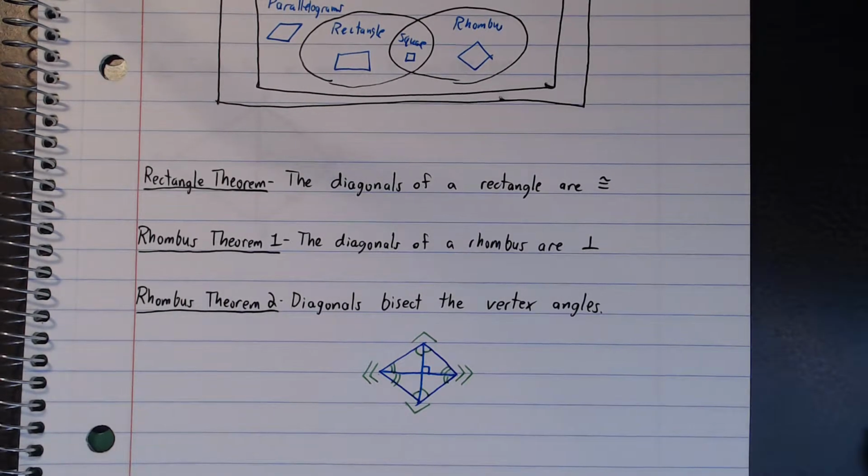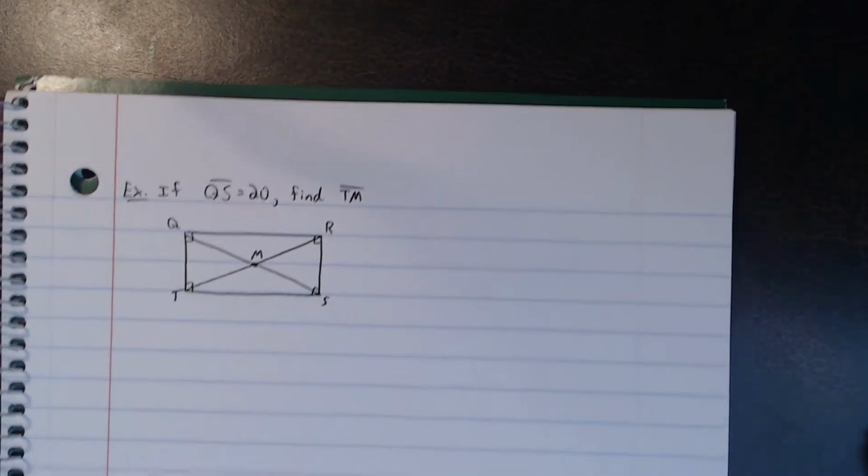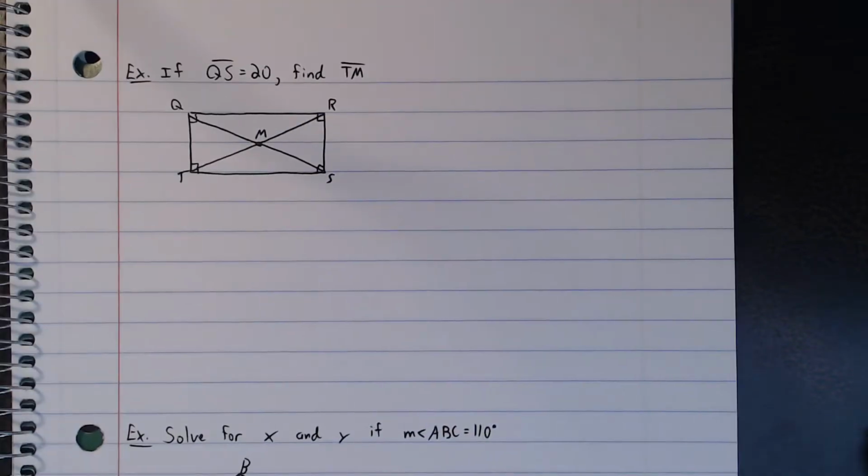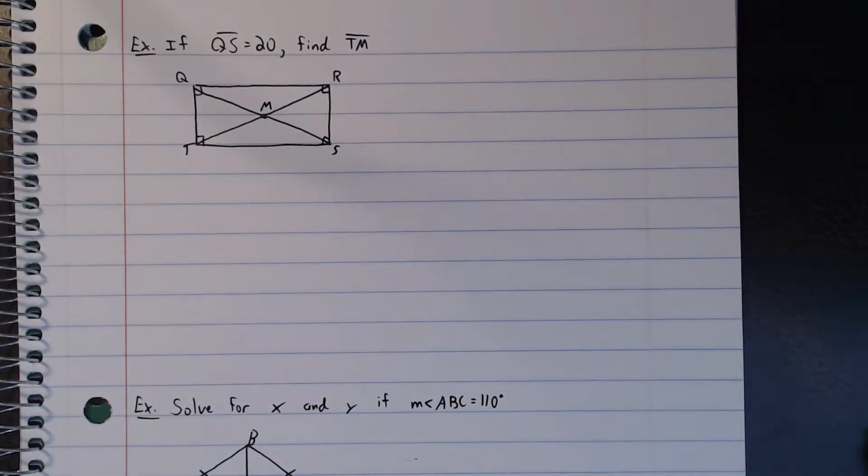So, we've got a couple of problems, only 2 this time. Nice short lesson. But what you're going to want to keep in mind is which properties we need to use, which theorems are associated. Okay? So, here you go. This problem says if QS equals 20, we want to find the length of TM.